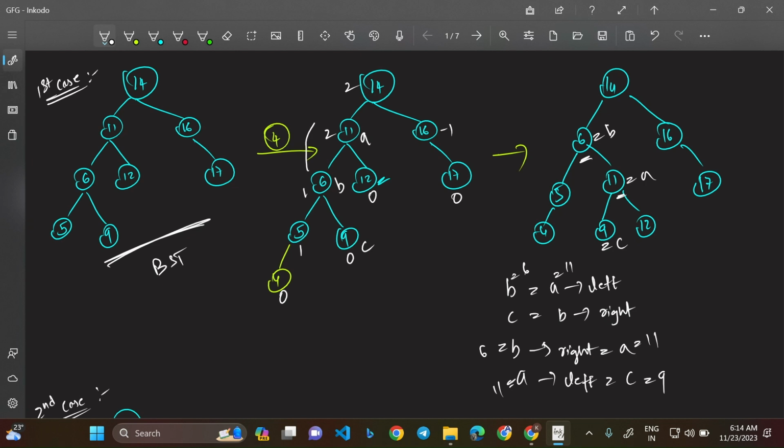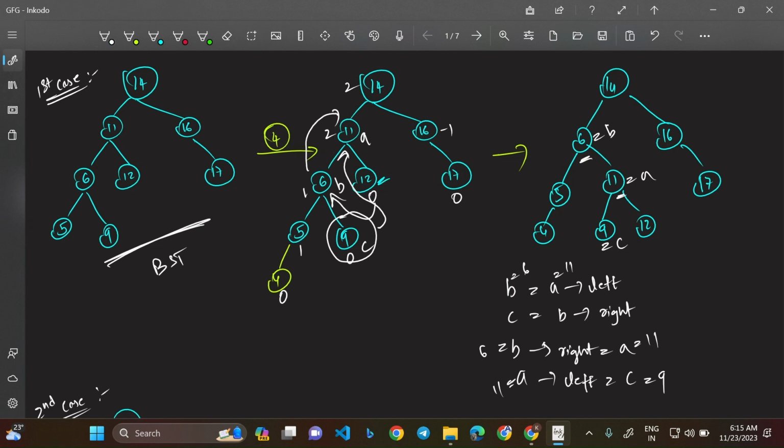When we are rotating 6 to 11, whatever we have here will come as the right child of 6, and whatever the right child that we have will be the left child of the original node that we are working on. That is following the rules of the BST: all the node values to the left will be less than the root value, and that would be less than the right side values.